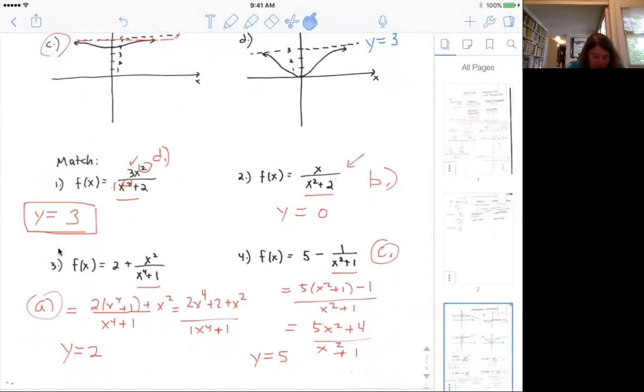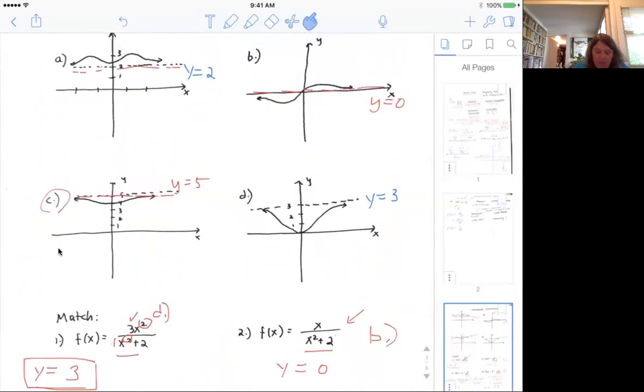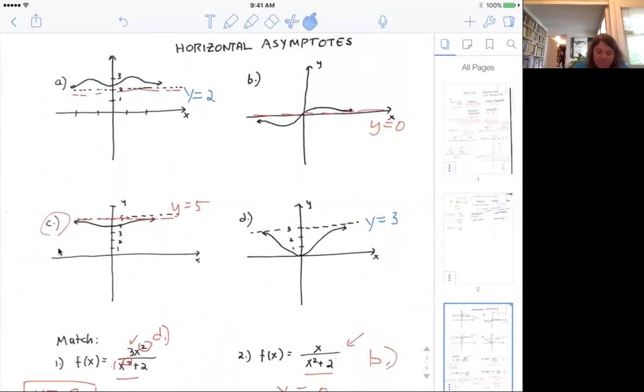In order to find asymptotes, horizontal and vertical ones, it makes it easier if you find a common denominator, which is what I did here. And if you look at this one, the highest power in the numerator is a 4. Highest power in the denominator is a 4. The coefficients are 2 over 1. So what you wind up with is an asymptote of y equals 2. And if you look at the picture above, the only one with the asymptote of y equals 2 is A.